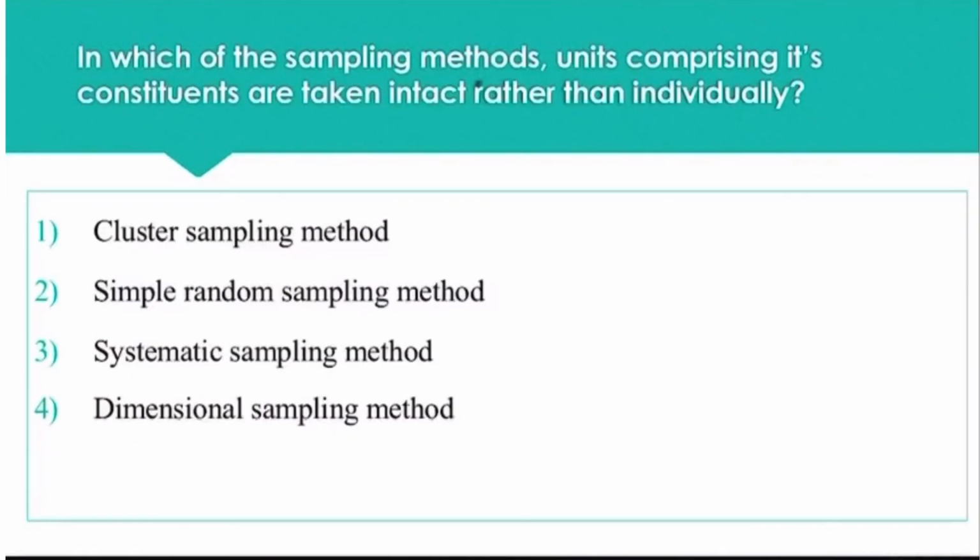Last question. In which of the sampling methods are units comprising its constituents taken intact rather than individually, where samples are selected as groups rather than individually? Okay, cluster, simple random, systematic and dimensional. In options 2, 3 and 4, simple random, systematic and dimensional, samples are selected individually, but in cluster we take it as a whole group. So 1 is the right answer for this question, cluster sampling method.